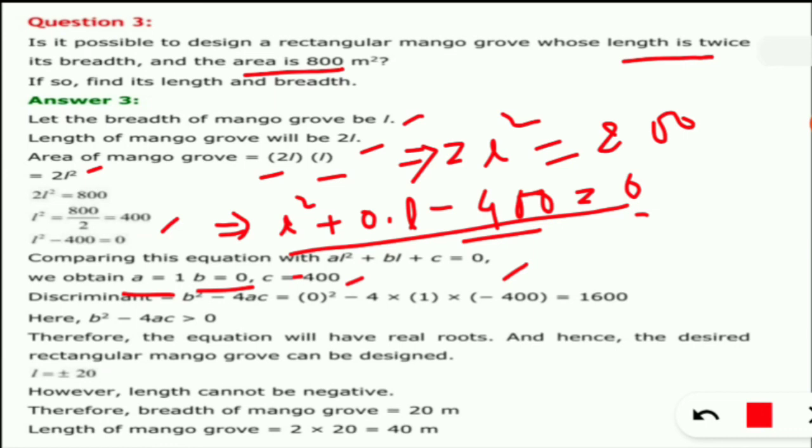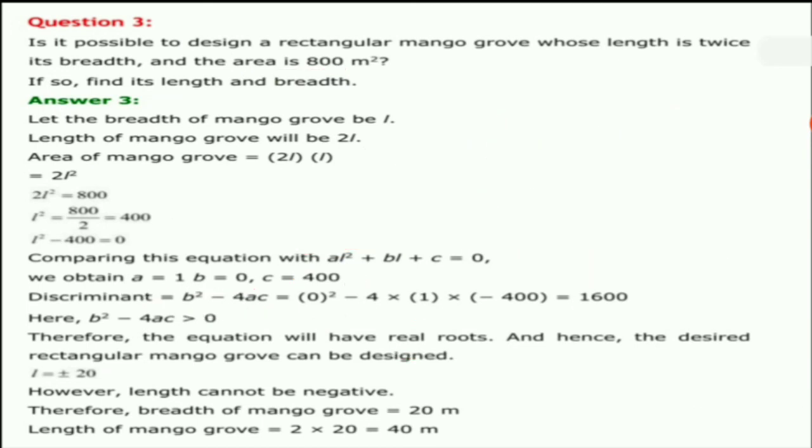Now discriminant equals b square minus 4ac. That means 0 square minus 4 into 1 into minus 400, that means plus 1600. Clear? Therefore the equation will have real roots. Why real roots? Because the discriminant is greater than 0. Okay, and hence the desired rectangular mango grove can be designed. Since the roots are real, that means definitely the desired rectangular mango grove can be designed.